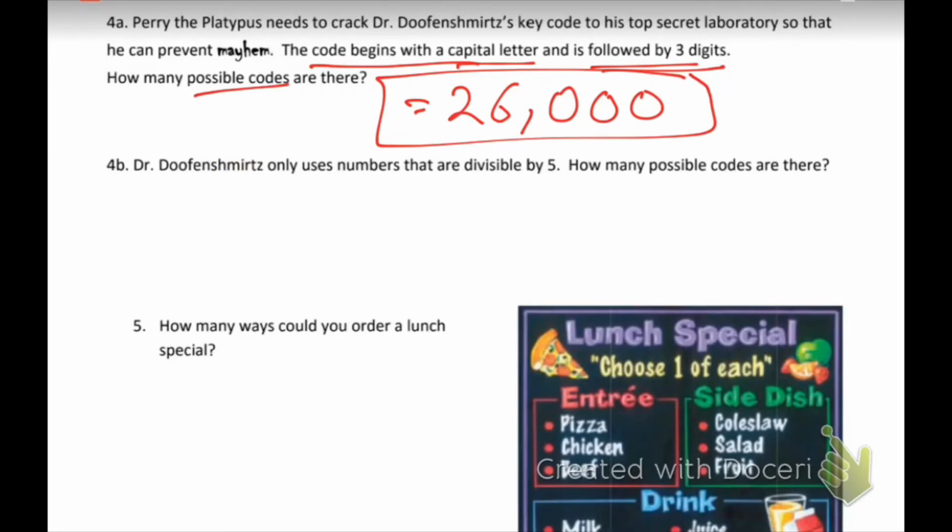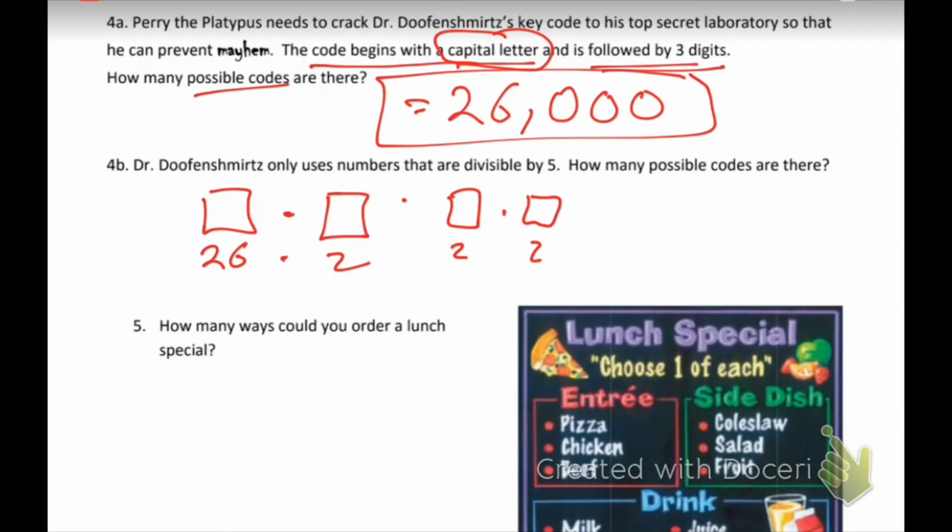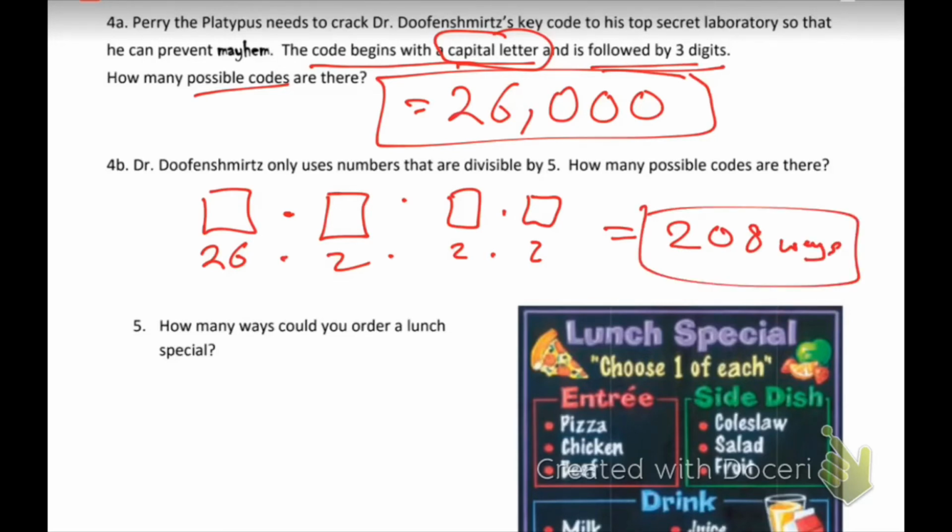So how does that change everything? Well, for his first code, he still has a capital letter, so we still have 26 options here. The second number now, it's either going to be 0 or 5. So there's 2, and 2, and 2. So multiplying these together, we get a total of 208 ways. So there are 208 possible codes for this given situation.